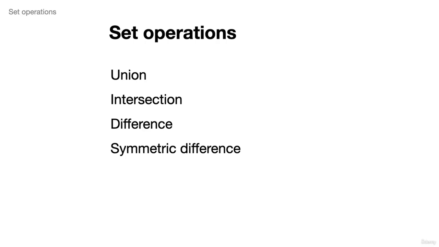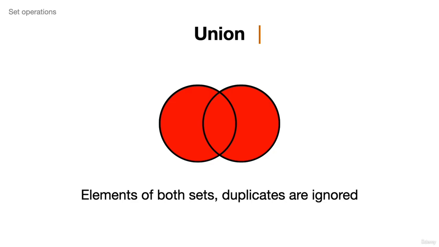I'll start with union. A union operation takes two sets and returns elements of both sets, where duplicates are ignored. Here is an example.